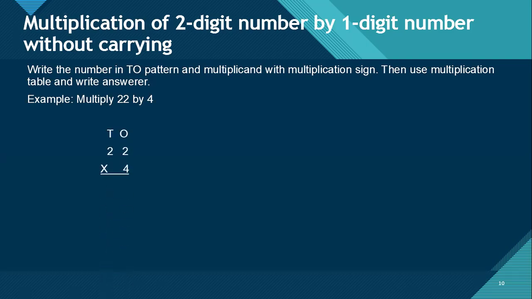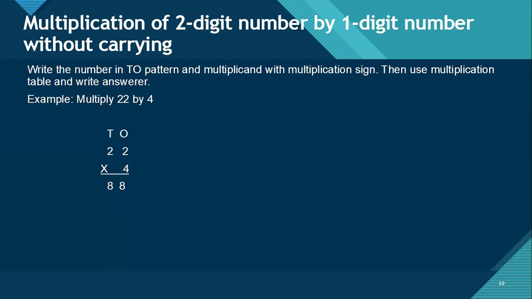Then addition, multiplication sign with multiplicand, that is 4, with multiplier 4. Then what we have to do? Multiply. So this 4 is going to multiply with the ones number first, and then we multiply 4 with the tens number. So 4 multiplied by 2 is 8, and then 4 multiplied by 2, that is the tens number, that will be 8. So the answer will be 88.